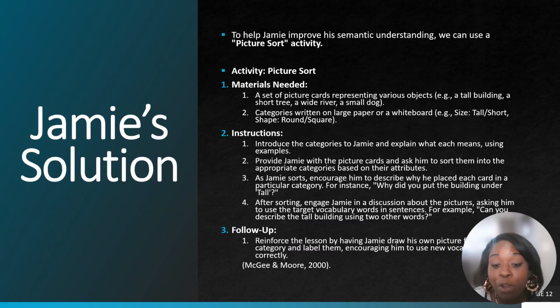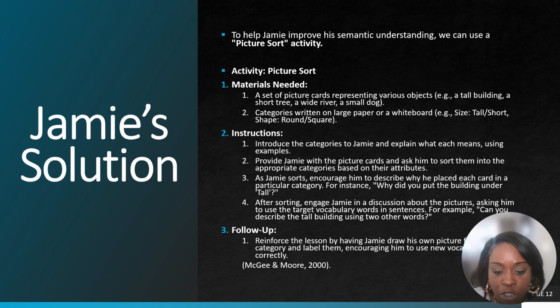Well, there are no wrong answers. As educators, we have to come up with a lot of ways to be creative to help these children. So, for me, I chose that to help Jamie improve his semantic understanding, we can use a picture sort activity. And below you will see an activity that you can use in your own classroom to help Jamie with his semantic understanding.